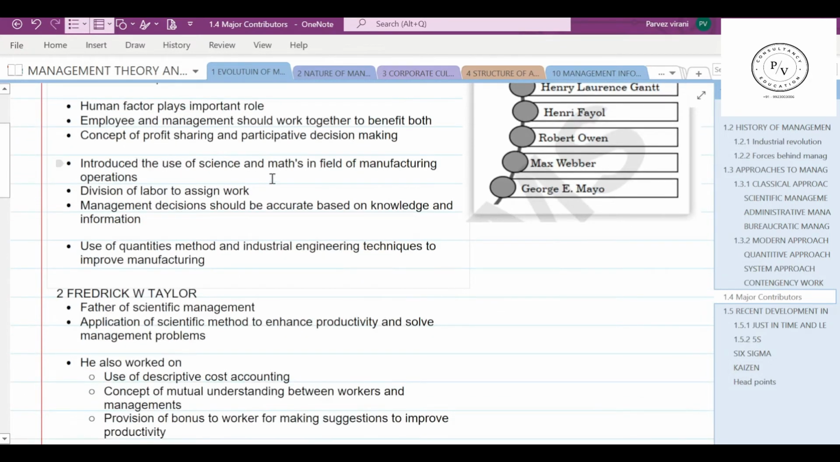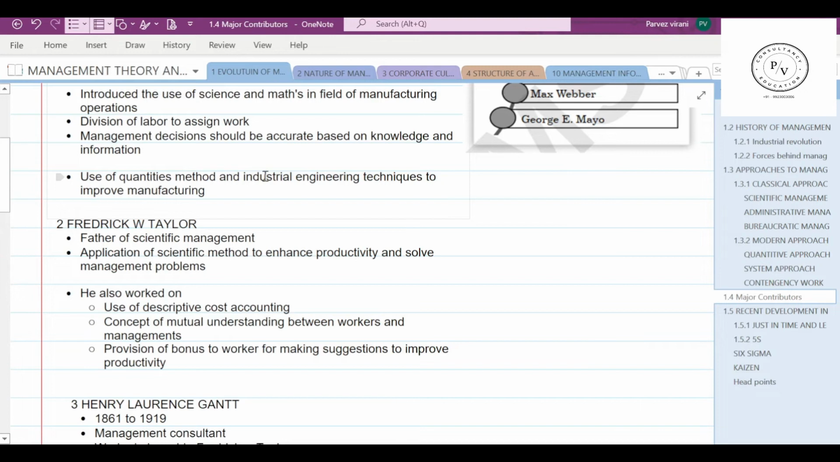He introduced the use of science and maths in the field of manufacturing operations. Division of labor to assign work. Management decisions should be accurate, based on the knowledge of the information. He also said to use quantitative methods and industrial engineering techniques to improve the function.